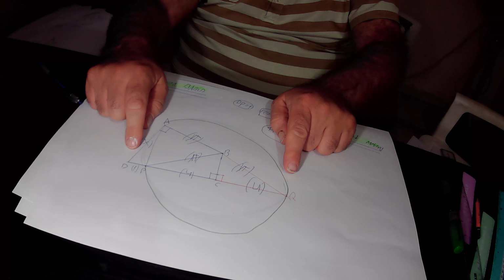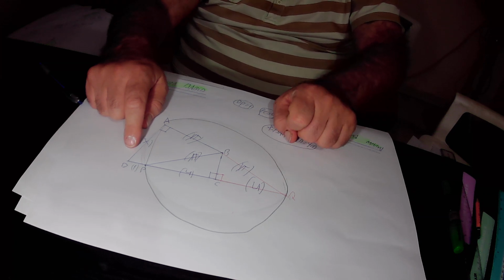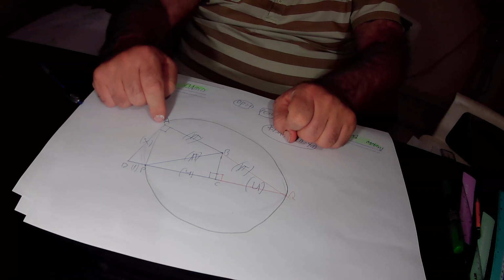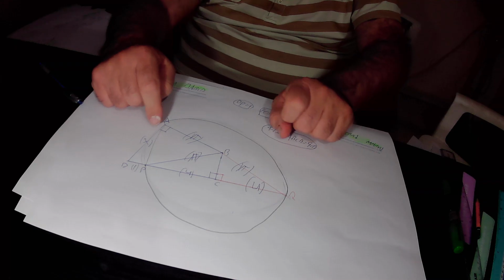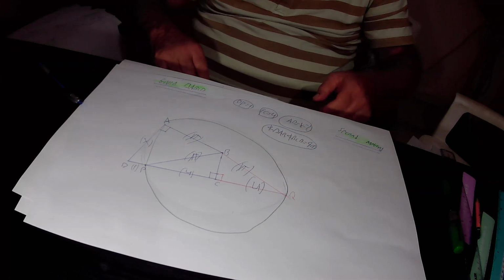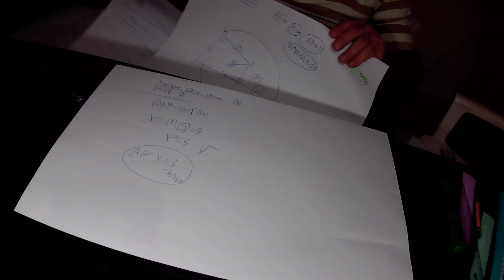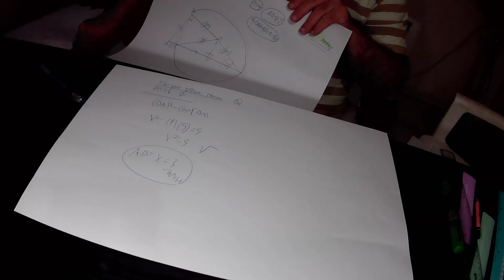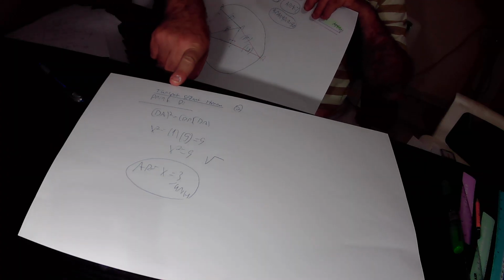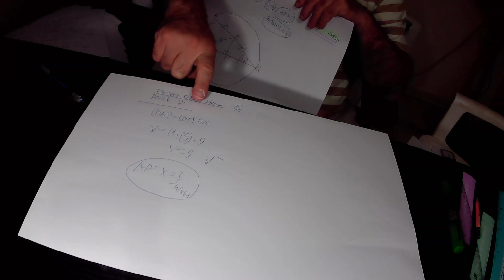According to the tangent-secant theorem, the following equation is true if we focus on point D: DA squared, that is the length of the tangent squared, equals DP times DQ. Again, DA squared equals DP times DQ.